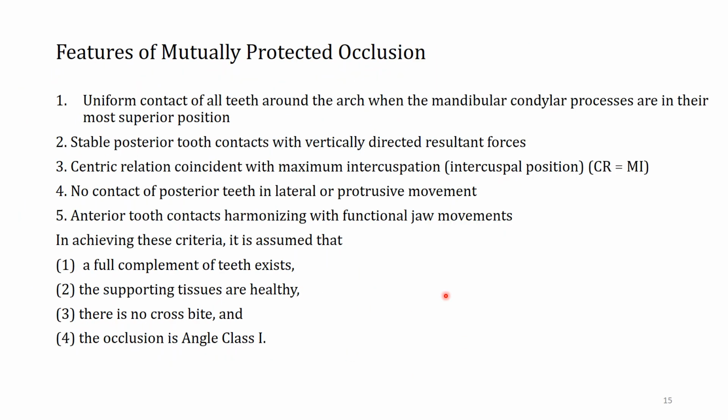Coming to the next slide, the features of mutually protected occlusion. There are certain features. You have to have a uniform contact between all the teeth. There should be stable posterior tooth contact with all the forces. Centric relation should coincide with the MI. No contact with posterior teeth in any lateral or protrusive movements. Anterior teeth contact in normal relation.